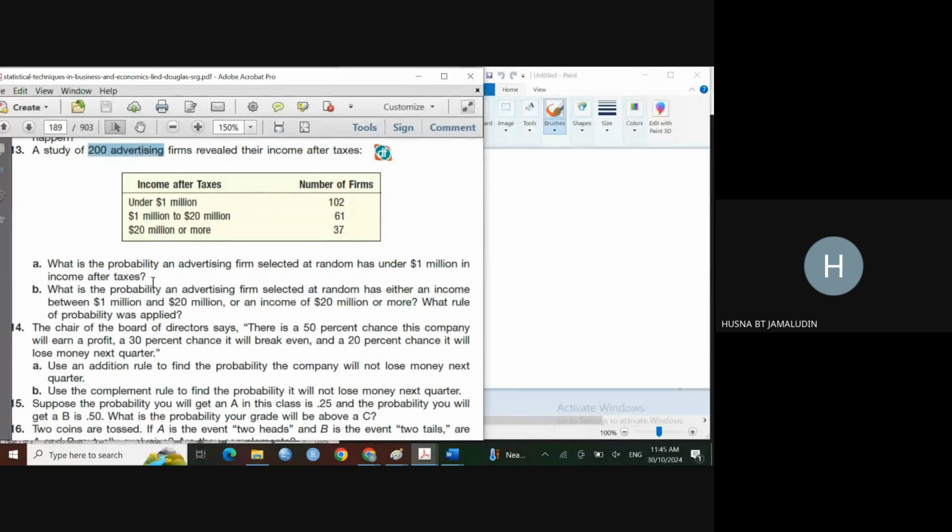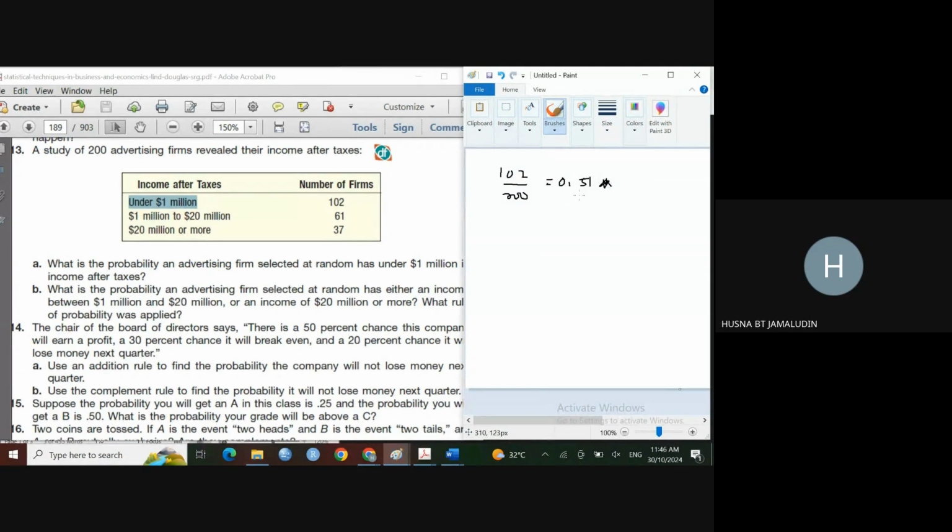So the first question: what is the probability an advertising firm selected at random has under 1 million? You want to know the probability of just under 1 million. So how do you compute it? You take the number of firms under 1 million, divided by the total, 200. So what will you get? 0.51. I don't have my calculator with me, so you have to assist me with this.